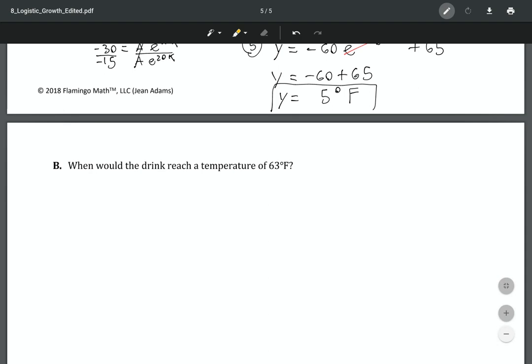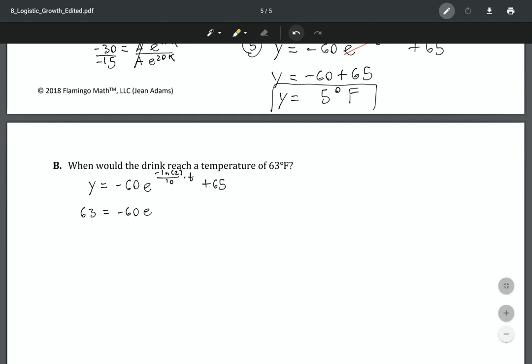It says, when would the drink reach a temperature of 63? So you already did the hard part. You already have the equation that you came up with earlier, which I'm going to rewrite right here. So y, which stands for temperature, is equal to negative 60 e to the negative natural log of 2 over 10 times t plus 65. Now it says when the temperature is going to reach 63. All right, so set that equal to 63 here.